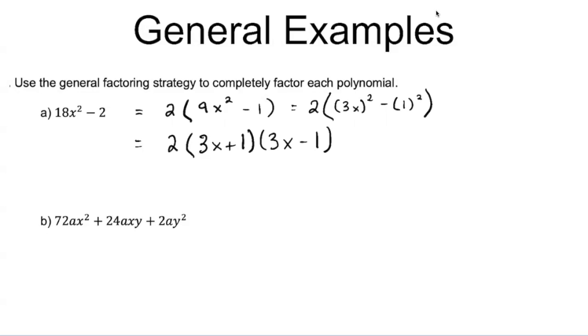Now we look at our final example. Once again, I need to identify what is the common factor. The greatest common factor in terms of the constants is a 2. Each term contains an a and nothing else in common between the three. What that leaves me with is 36x squared plus 12xy plus y squared.